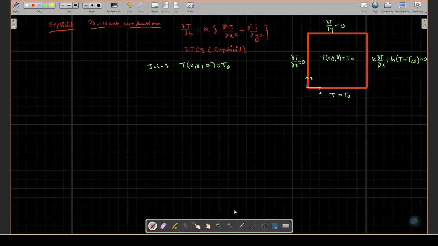Okay. Now boundary conditions. So the left boundary is varying from j equals 1 to ny minus 1, and i is running from 1 to nx minus 1. So nx minus 1 is this last point.